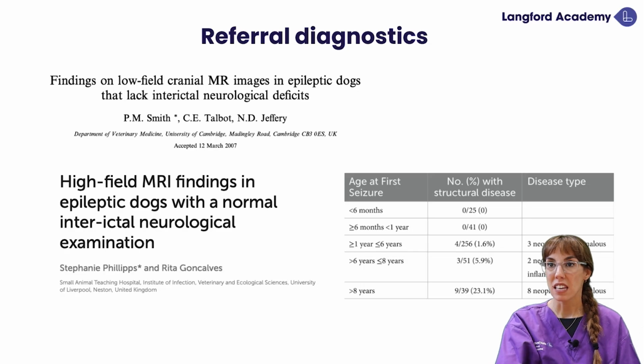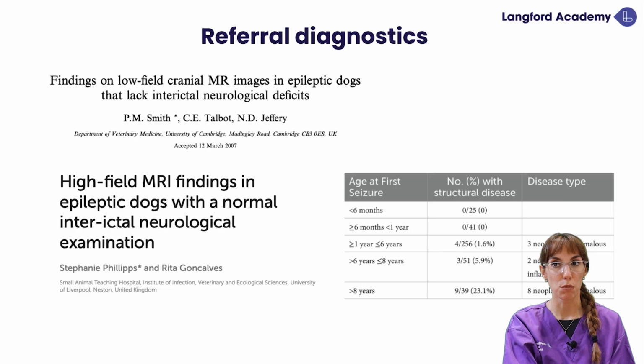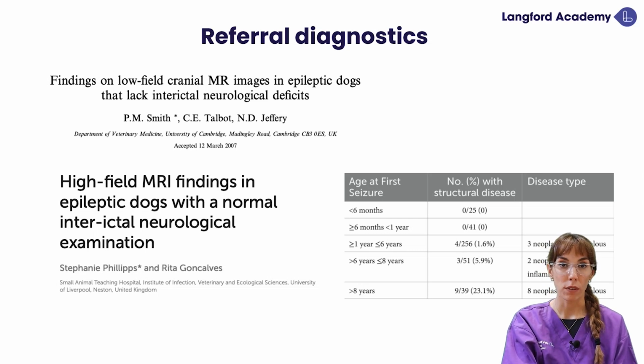And things that make me think, right, this dog could be referred now for further diagnostics, is if the animal is having seizures more frequently, if they occur in clusters or escalate to status epilepticus, if the animal responds poorly to medication, or if there are new neurological signs that hadn't been reported before.